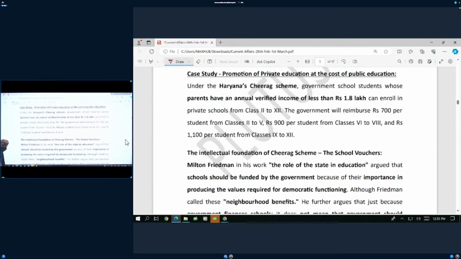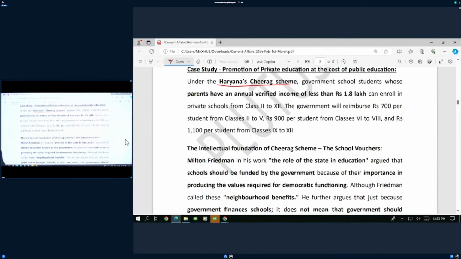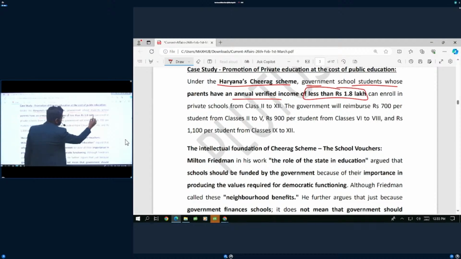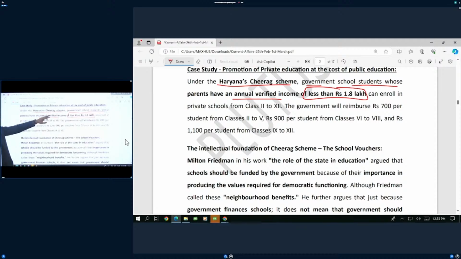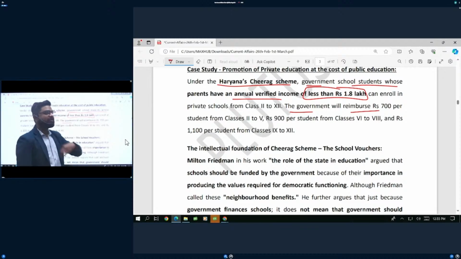अब लेट्स सी. हरियाणा गवर्नमेंट ब्रॉट अ स्कीम नोन एज चिराग. Haryana government brought a scheme known as Chirag scheme. Under this, if you're a government school student, if you study in a private school, if your family has an annual income less than 1.8 lakh, you can go into a private school. Your parents have less than 1.8 lakh annual income, then you can go to a private school and government will reimburse your fee. So if you go to a private school, government will pay your fee.